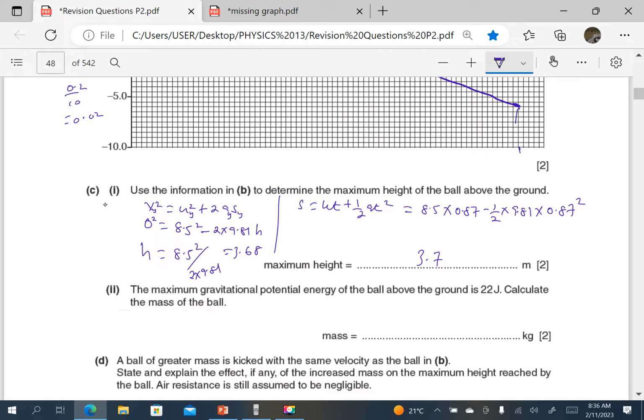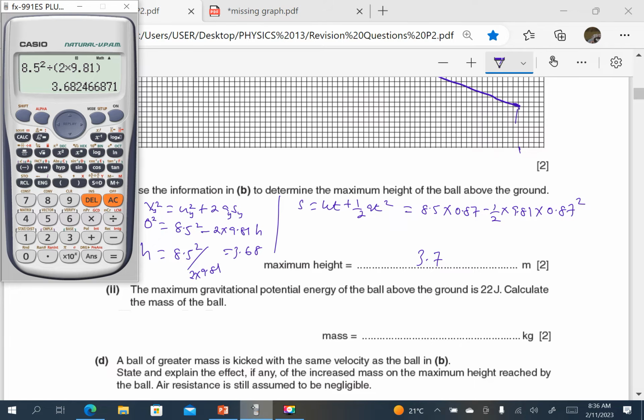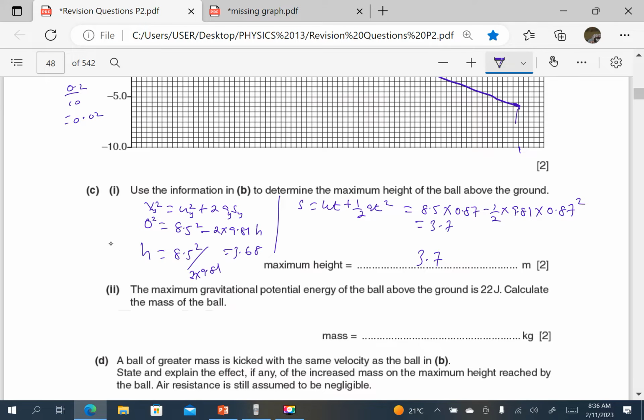So we can check again using a calculator. So 8.5 times 0.87 minus 0.5 times 9.81 times 0.87 squared. So we see it is the same answer. So this is method 2. So we are saying it is still 3.7.